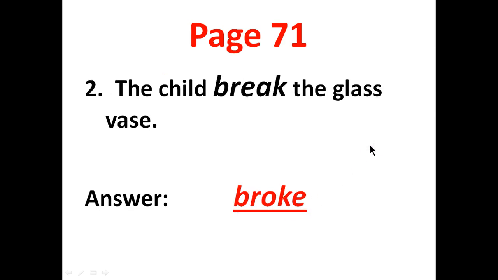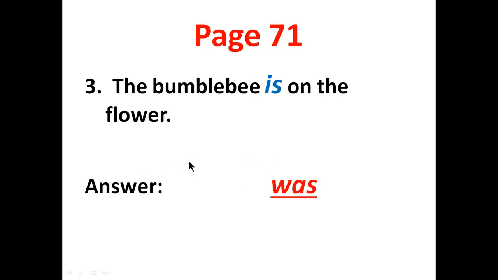Number 2. The child break the glass vase. The past of break is broke, B-R-O-K-E, broke. Please write broke on the line. Number 3. The bumblebee is on the flower. The past of is will be was, W-A-S, was.